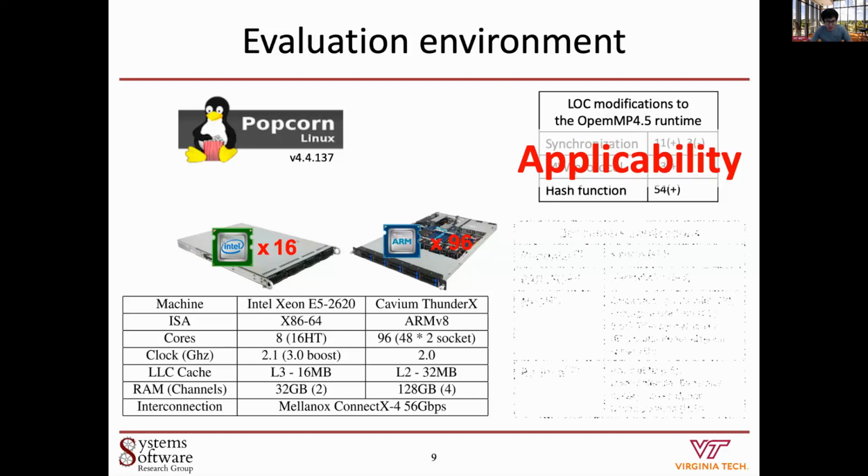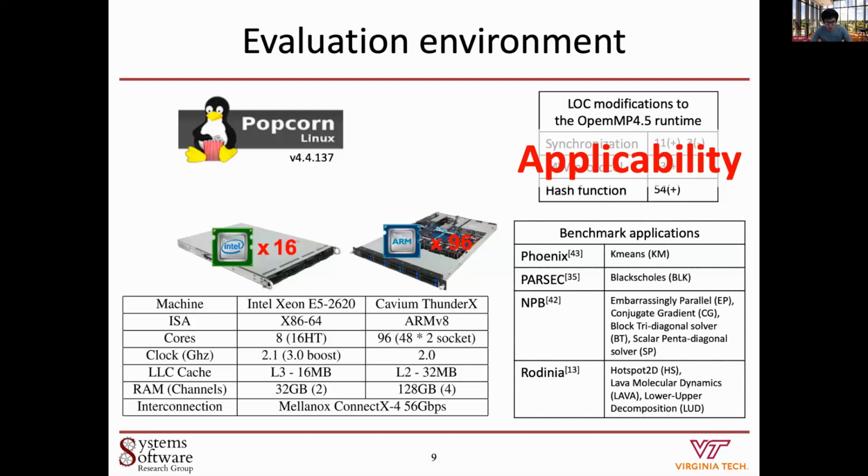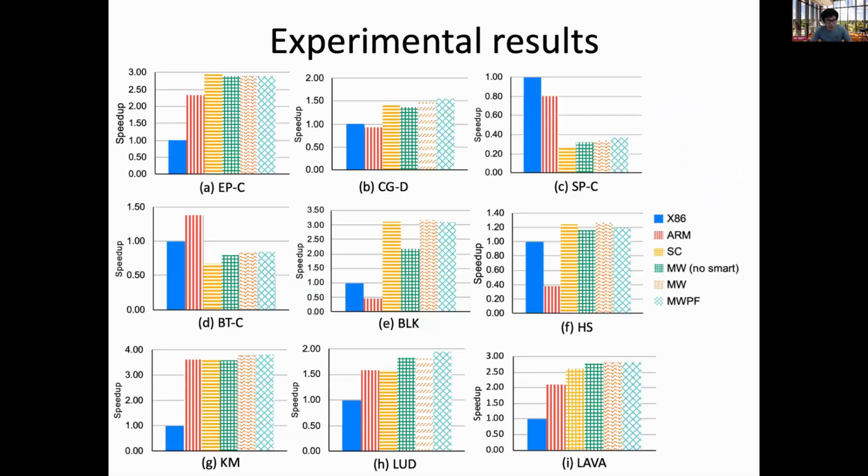We present the result of each application as a small plot from A to I. In each plot, different colored bars on the x-axis show speedup for x86, ARM, SC, MW No Smart, MW, and MWPF. The speedups are normalized to a single node execution time on x86 on the y-axis. The higher the better.